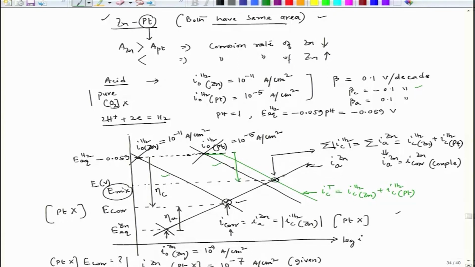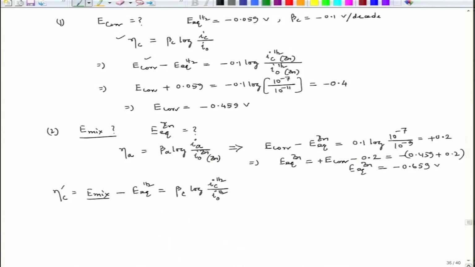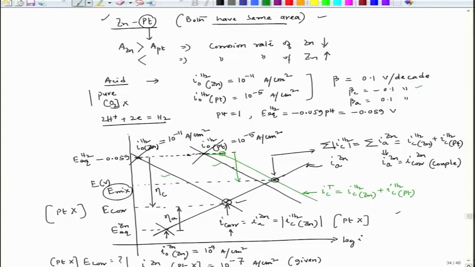Now, can I find out this point? So, here this is the condition eta C, and since this is parallel, this green line is a parallel line for this. So, that means the slope for the green line is the same as the slope for the black line, the cathodic polarization line for hydrogen evolution. So, I can find out this particular point, which is let us say T point.